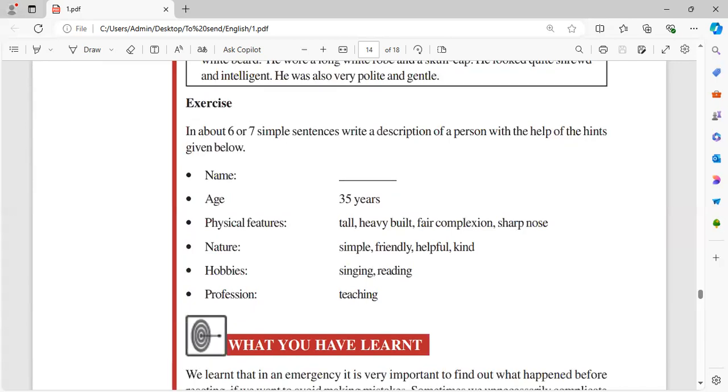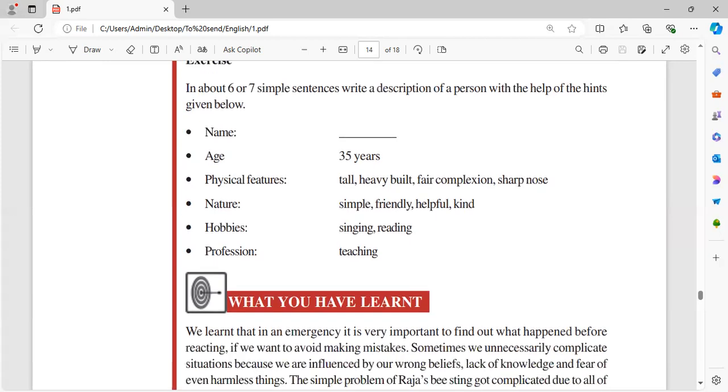So now there is another assignment for you. In about 6 or 7 sentences, write a description of a person with the help of the hints given below. Okay, so some of the hints are given below. You have to write maybe in 6 or 7 lines a description of the person being talked about.